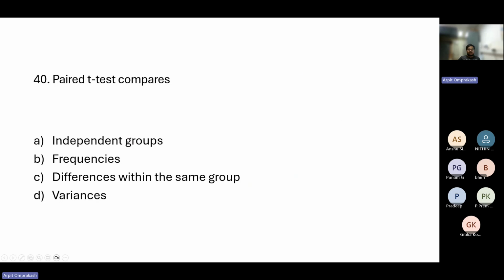The next question is, paired t-test compares A, independent groups, B, frequencies, C, difference within the same group, or D, variances.